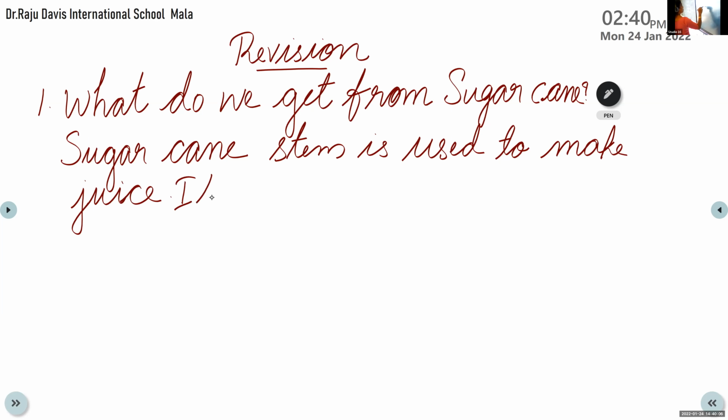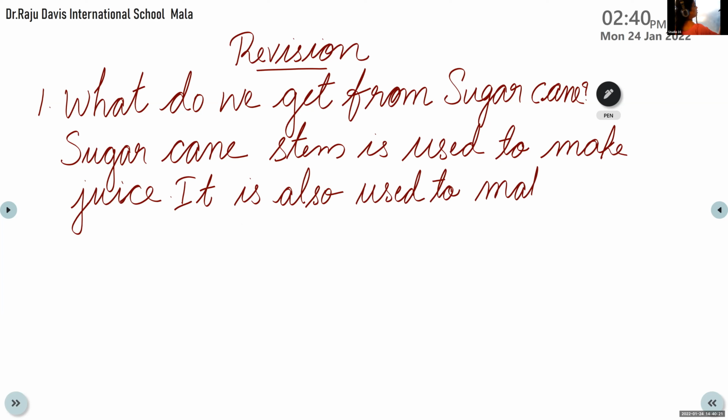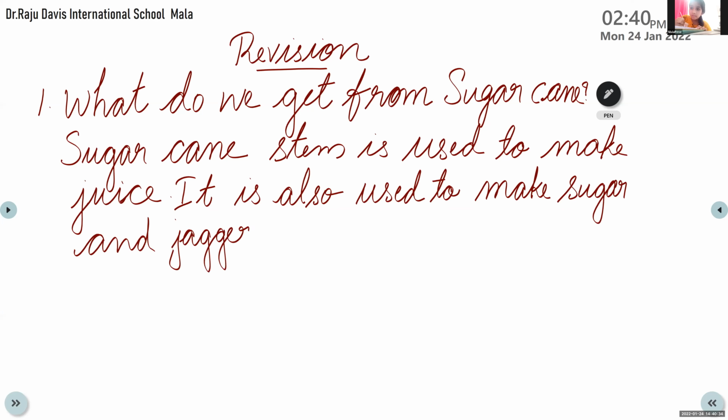It is also used to make sugar. And it is jaggery. Ma'am, it is also used to make sarkaras. Yes.